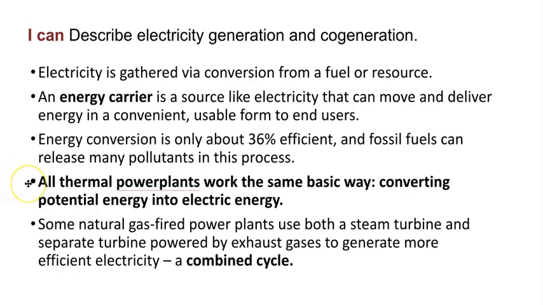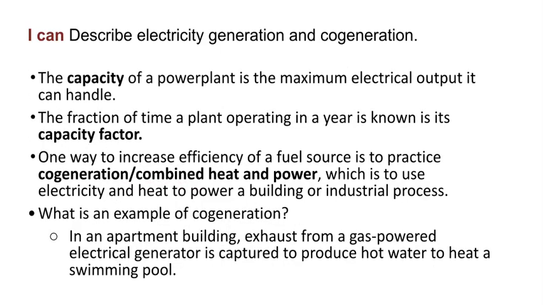We're going to learn what a thermal power plant is. Thermal means you're burning something to generate heat. So we heat water to have the steam spin turbines to generate electricity. We convert potential energy into electric energy. And then there are some natural gas power plants that use both a steam turbine and a separate turbine powered by exhaust gas to generate more efficient electricity, which is a combined cycle.